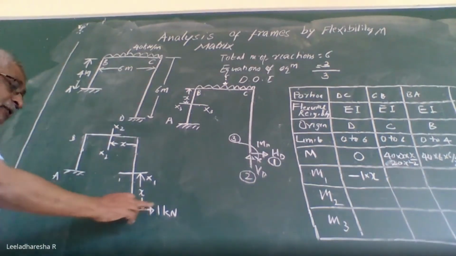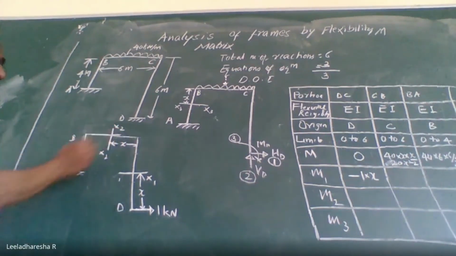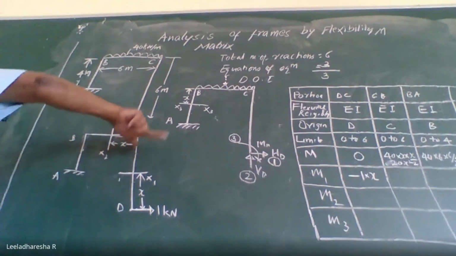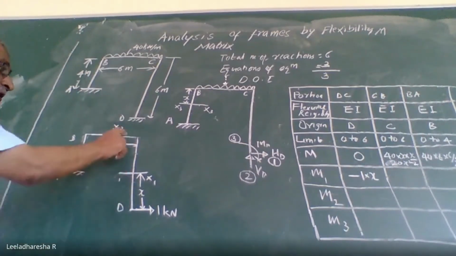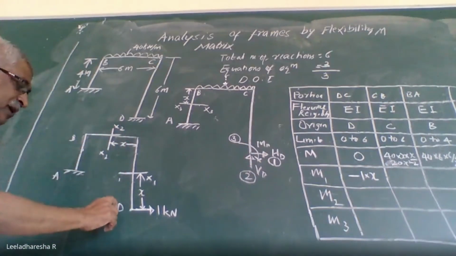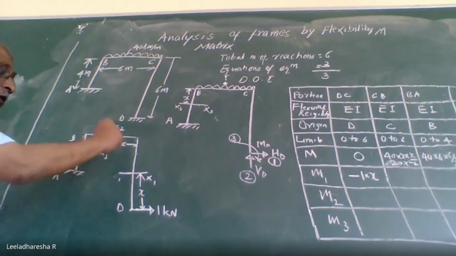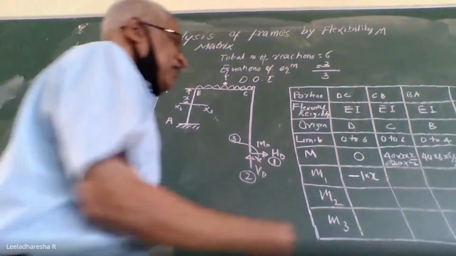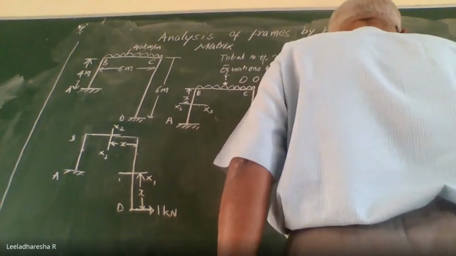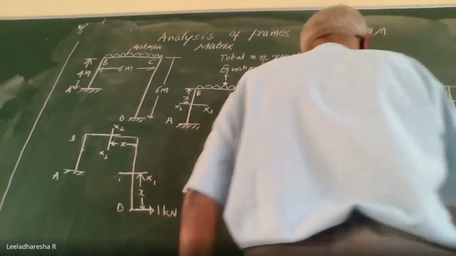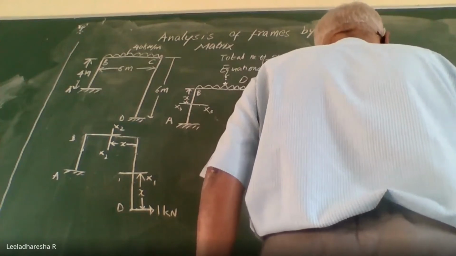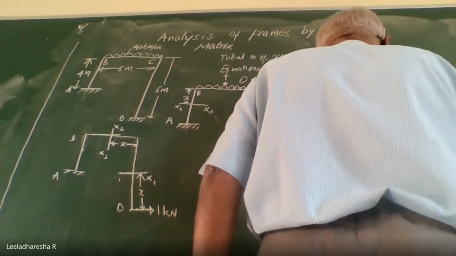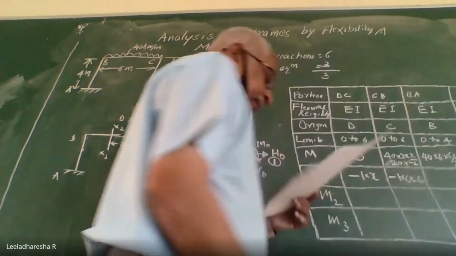What is the moment given by this about any particular section? Again, it will give an anti-clockwise moment of magnitude 1 into distance. Distance is nothing but 6 meters. So, minus 1 into 6 is the bending moment in the portion BC, or you get minus 6 kilonewton meter.